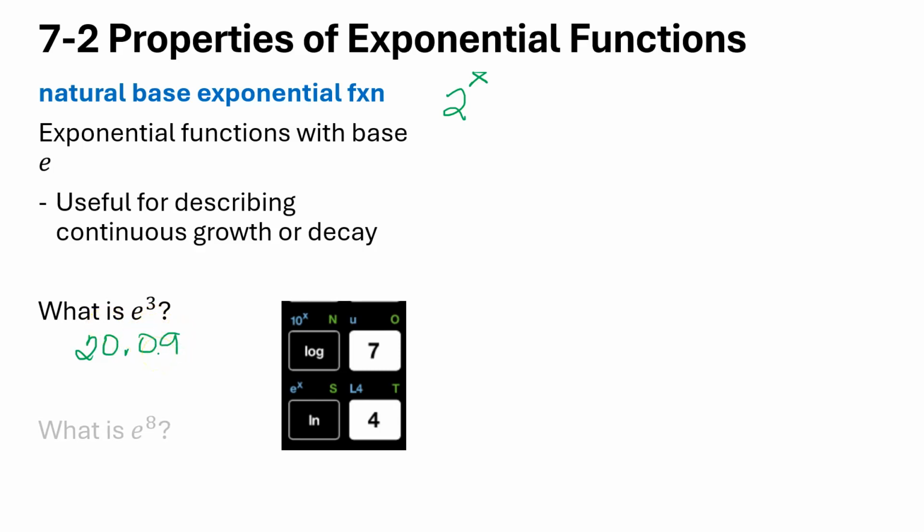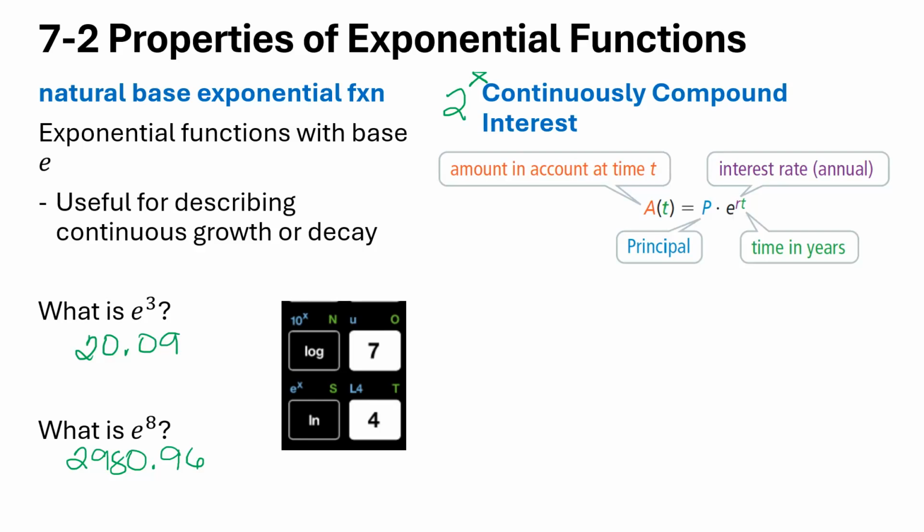All right. One more example, e raised to the 8th power. You hit that on your calculators, and this is now going to be 2,980.96. All right. So as we have mentioned from the description of natural base exponential, we use this for continuous growth or decay. Now, last time we were talking about investing, saving money. Now, this is another way of growing your money faster.